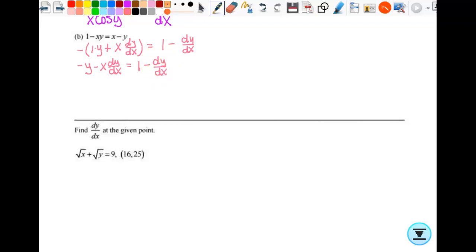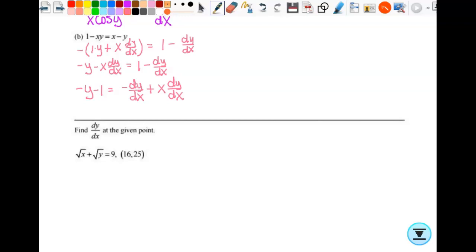Okay, so I've got to get all my dy/dx terms together. You want to move them to the left or to the right? To the right, okay. So that means that I'm going to move the 1 to the left. So if I'm going to move this to the right, I'm going to move this to the left. Okay, so this is going to give me negative y minus 1 equals negative dy/dx plus x dy/dx. Everybody with me? We could have moved it to the left or the right. Well, you might get a different looking answer, but it's the same answer.